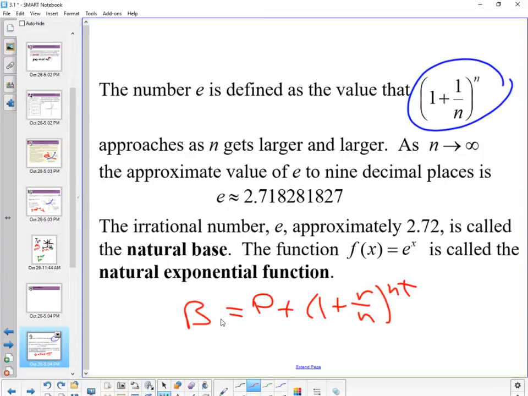Well, look at this. Ignore the t for now. Ignore this t for now. Okay? And if this is a 1, then you have the same thing up there, which is where base e came from.